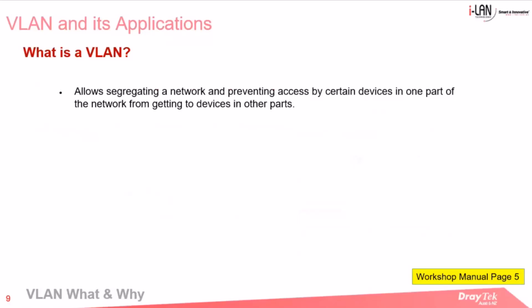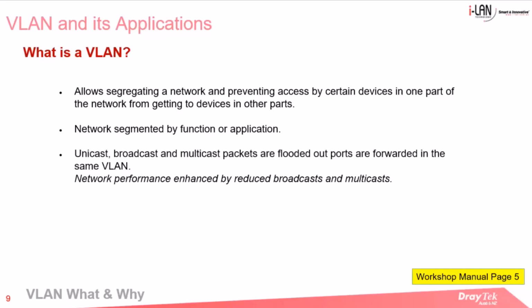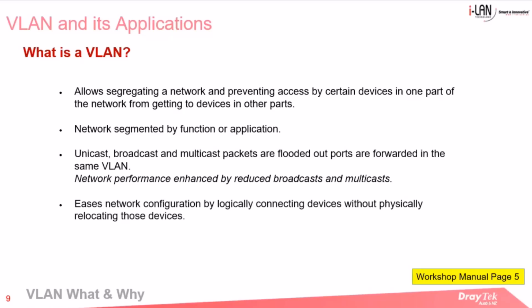So using VLANs allows you to segregate your network and prevent devices in one part of the network from getting access to the other part of the network and vice versa. VLANs allow you to segment your network by function or applications. Unicast, broadcast, and multicast packets are forwarded to the ports that belong to the same VLAN. This will enhance the network performance since the broadcast and multicast packets are not sent to the other parts of the network. VLAN can also ease network configuration by logically grouping devices without physically relocating them.